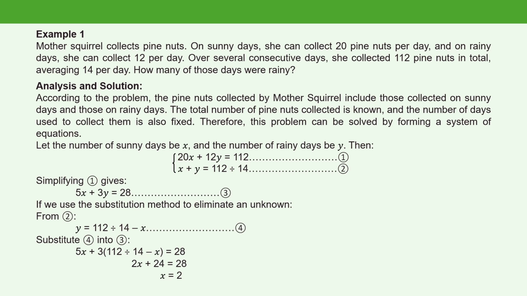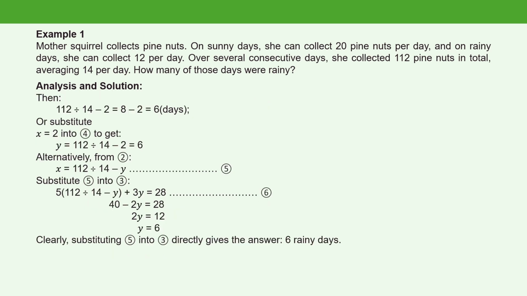If we use the substitution method to eliminate an unknown, from equation 2, we can get equation 4. Substitute equation 4 into equation 3, we can find x equals 2. Then, we can find the number of rainy days is 112 divided by 14 minus 2 equals 6 days, or substitute x equals 2 into equation 4 to get y equals 6.